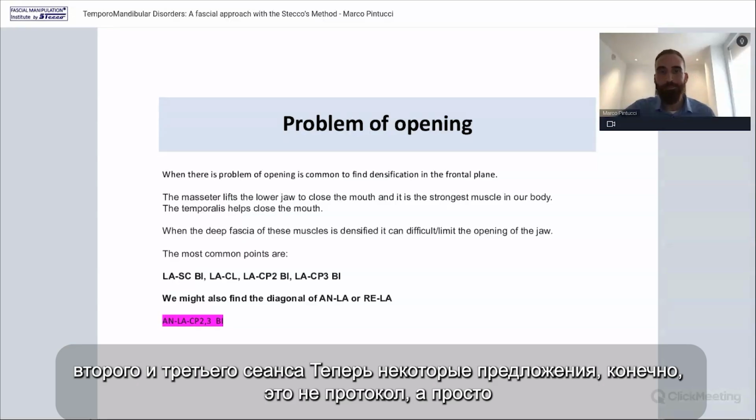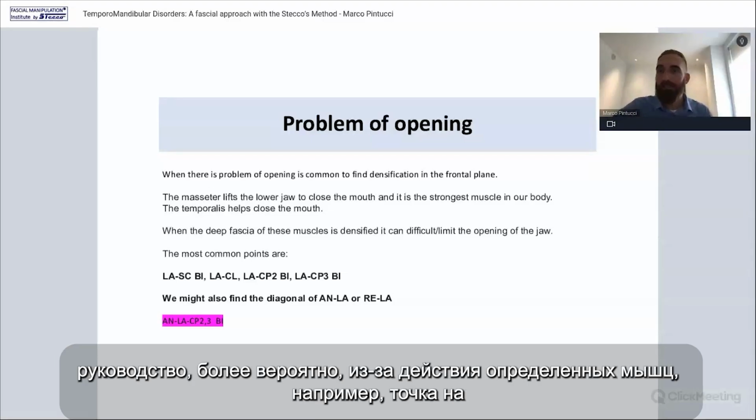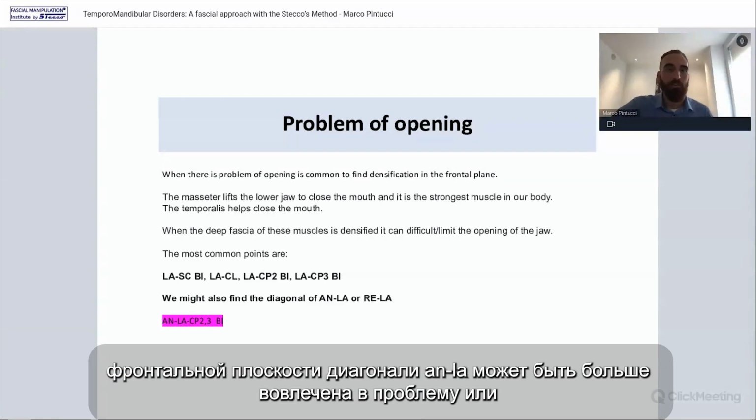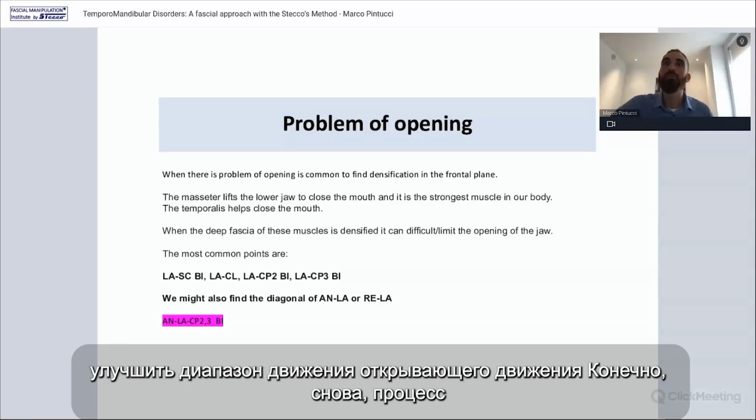Now, some suggestions. Of course, those are not a protocol, but just a guideline. It is more likely due to the action of certain muscles. For example, the point on the frontal plane, of the diagonal of anterolateral and retrolateral, could be more involved in a problem or to improve the range of motion of the opening movement.